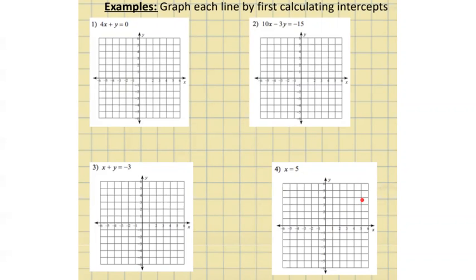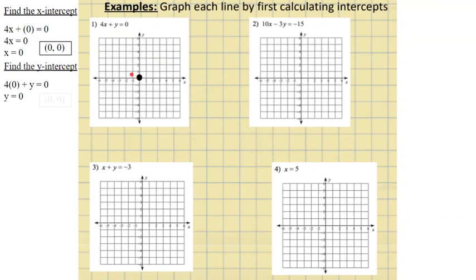All right, let's start with problem number 1. Our goal is to find the intercepts, so let's start with the x-intercept. We'll set y to 0, and we'll get 4x plus 0 equals 0, and x equals 0. This means that our x-intercept is at (0, 0). To solve for the y-intercept, we'll set x to 0 this time, and we'll see that y equals 0, meaning that the y-intercept is also (0, 0).